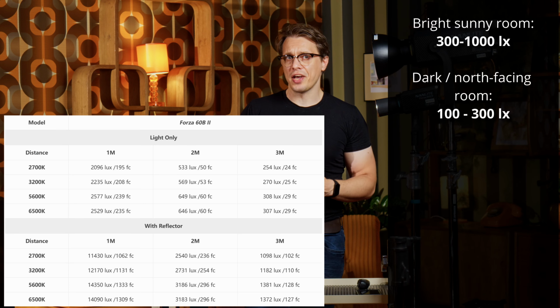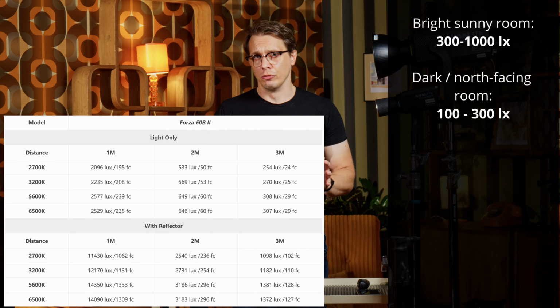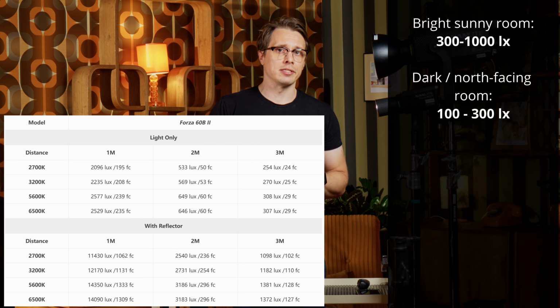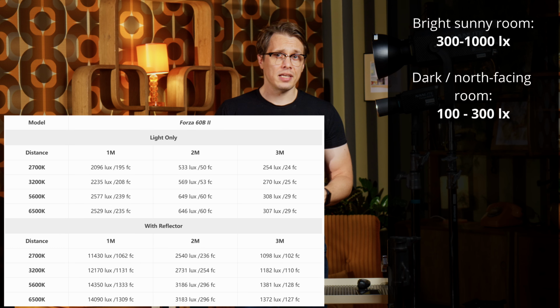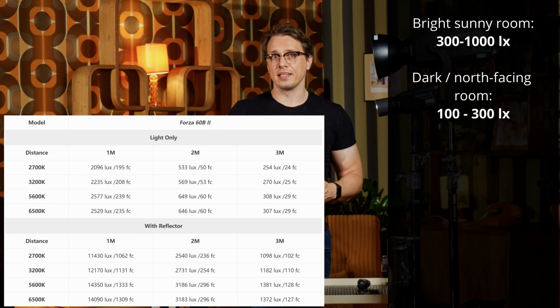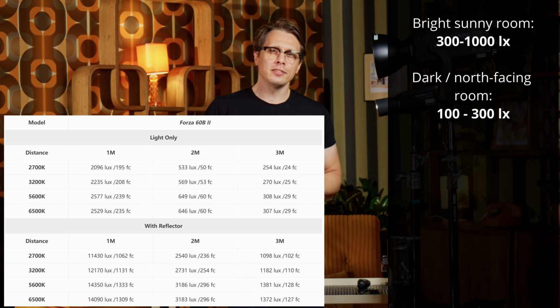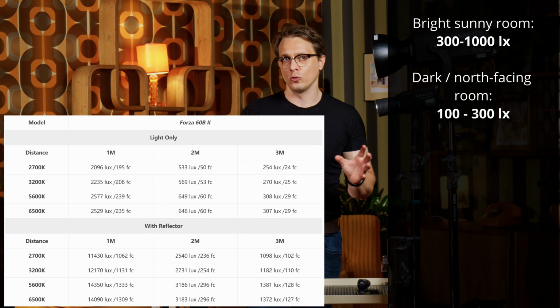With its narrow reflector, it hits around 10,000 lux at 1 meter. With the bare bulb, around 2000 lux. Step back to 3 meters and you are still getting over 1000 lux with a reflector and about 300 lux bare. That means even this small 60-watt unit can still contribute meaningfully in a dimly lit room. It might not overpower the ambient light, but it can match it or nudge the contrast a bit.